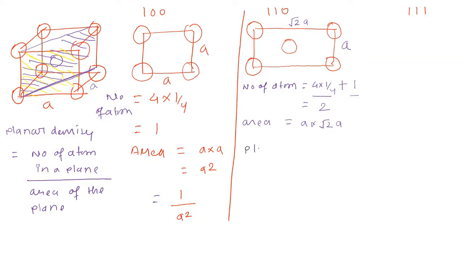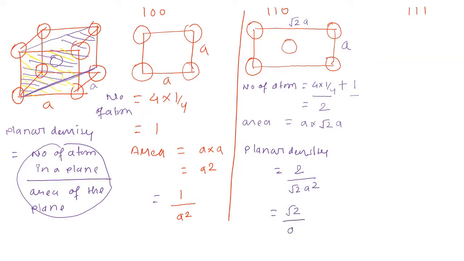Now for the planar density, we have written the formula. We put the number of atoms in the plane and the area of the plane. So 2 is the number of atoms and the area is root 2 a square. So 2 by root 2 a square is the planar density for the 110 plane, and this was the planar density for the 100 plane.